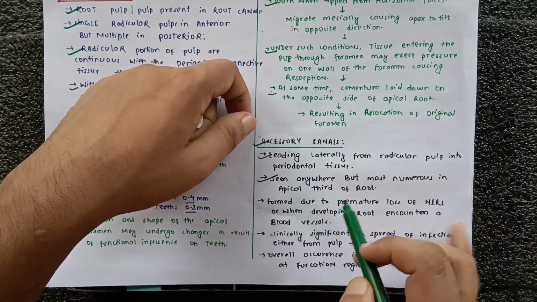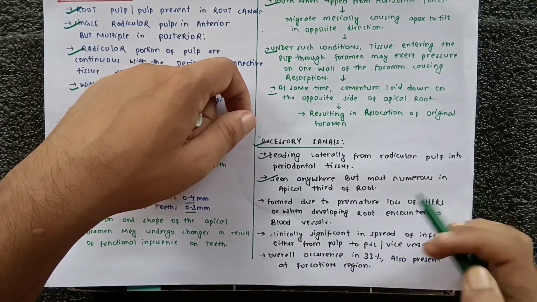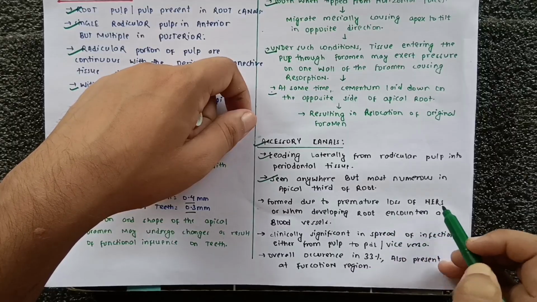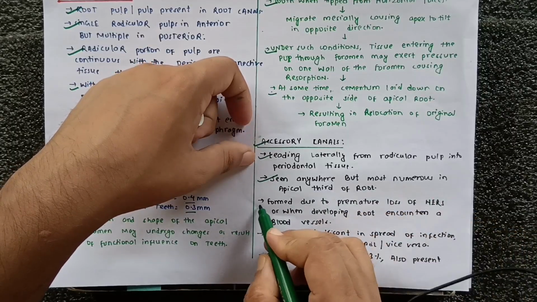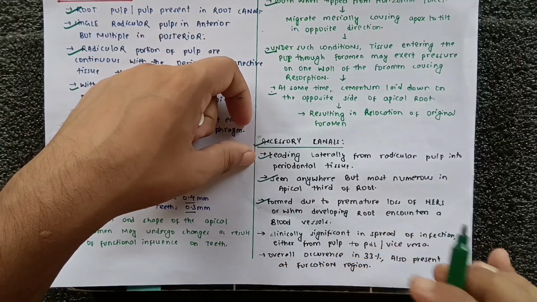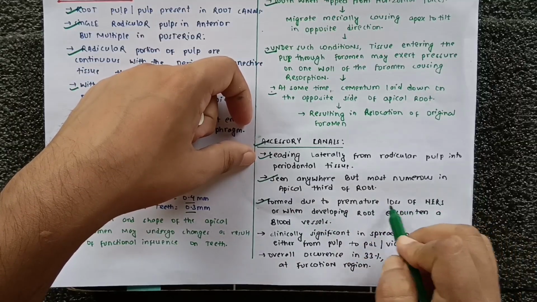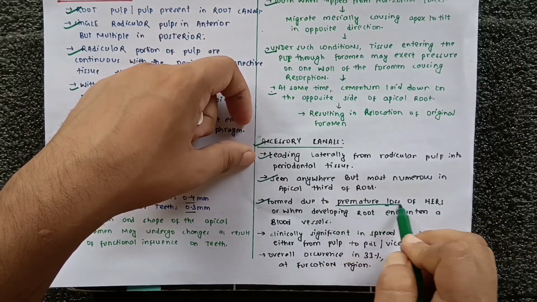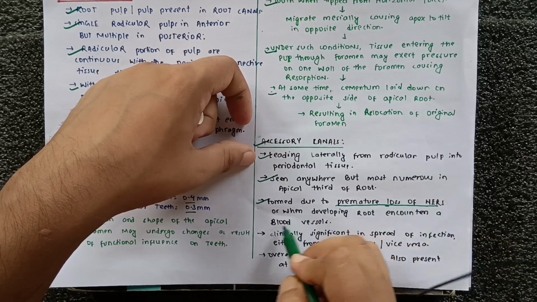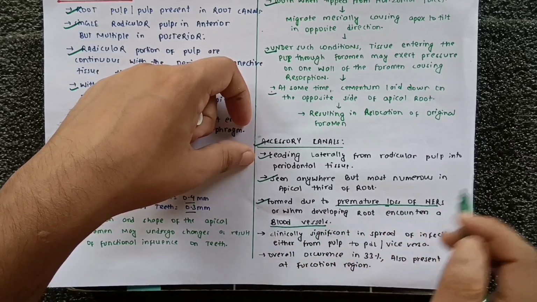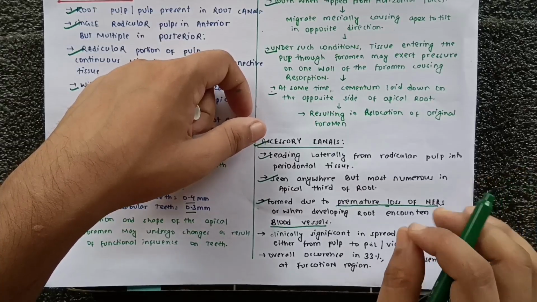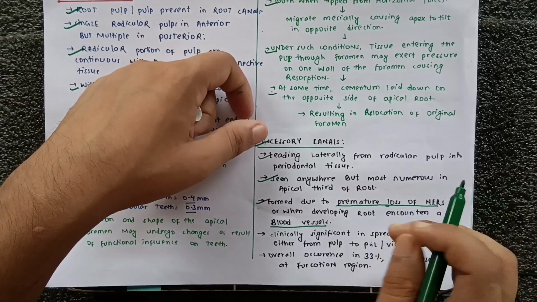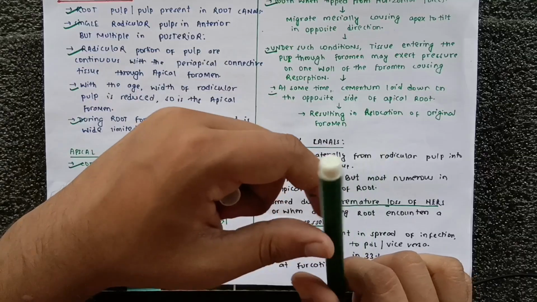It is formed due to the premature loss of the Hertwig's epithelial root sheath, or when the developing root encounters a blood vessel. This is a very critical thing to remember. There are two reasons, and they can ask in the viva how the accessory canals are formed. Accessory canals are formed due to the premature loss of the Hertwig's epithelial root sheath, as I have discussed in the tooth development video.